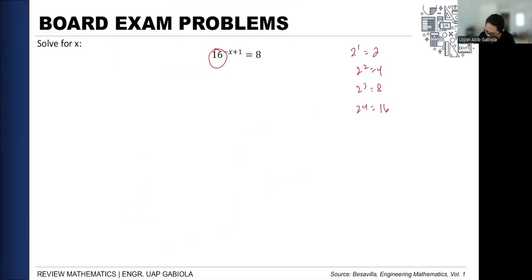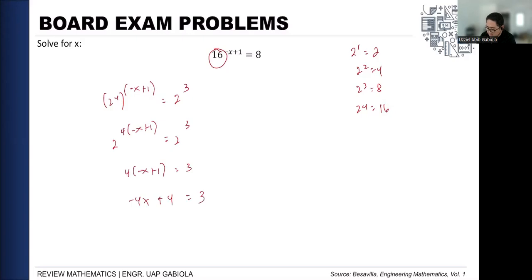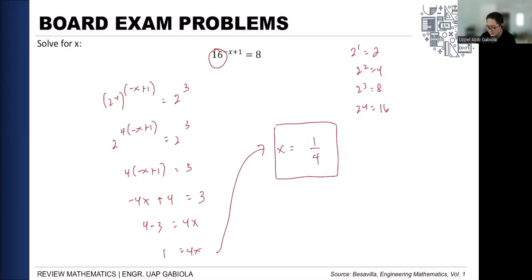Where were we? So, 2 raised to 4, times negative x plus 1, is equal to 2 raised to 3. So it becomes 2 raised to 4 times negative x plus 1 equals 2 to the 3. So 4 times negative x plus 1 is equal to 3. Negative 4x plus 4 is equal to 3. Transpose: 4 minus 3, then it becomes 4x. So 1 is equal to 4x, or x is equal to 1/4. This will be our final answer.